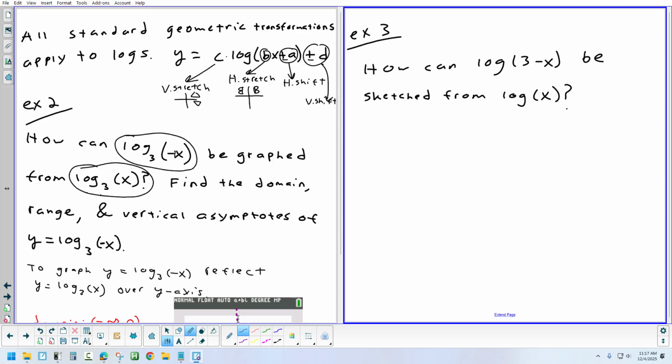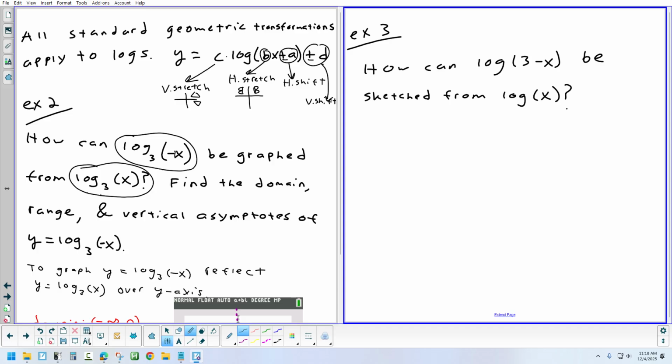Any other thoughts? Yeah? The 3 is a positive, but the negative is after the 3. Okay, so could we fix that so it looks more like the template I gave you? I don't know how, but probably. Yep, we probably can. How could we fix that so it matches exactly what's over that template? Yeah? Negative x plus 3. Yeah, let's make it negative x plus 3.